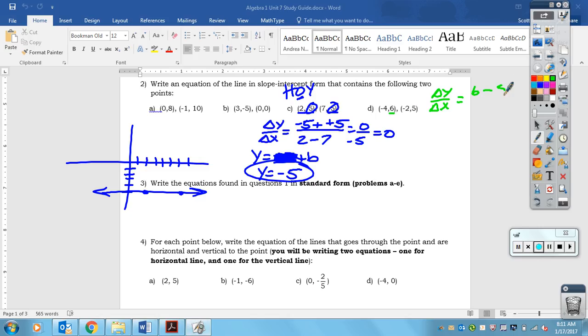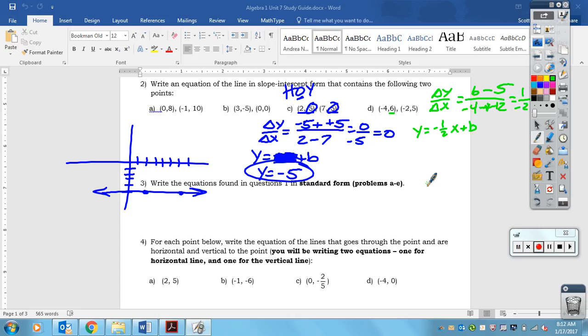6 minus 5, that means it's -4 minus, pay attention to your signs, -4 minus a -2. That's 1 over 6, sorry, 1 over -2, so -1/2. y equals -1/2 x plus 3. I can certainly plug in.